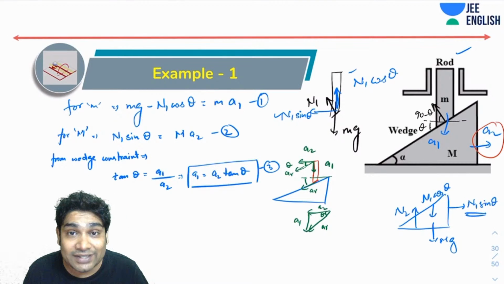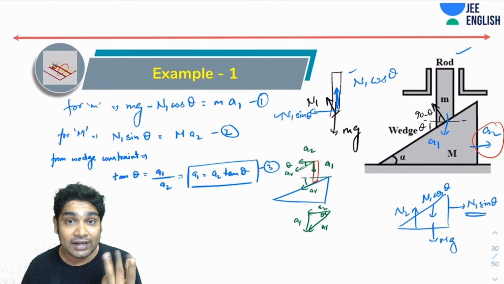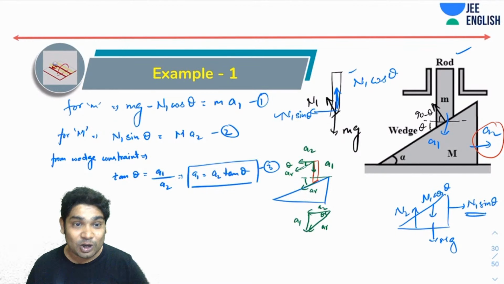Now that I have 3 equations and 3 unknowns, I can solve all of them and find all my unknowns. All right, so what were the unknowns? N1 was not known, A1 was not known, A2 was not known. So I had 3 unknowns, N1, A1, A2. Now I have 3 equations, so I'll be able to solve this. I'm not going to solve this. I just wanted to show you how to get the wedge constraint equation.